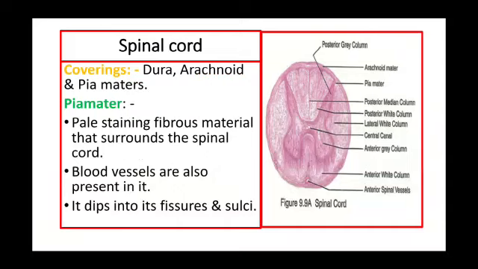The cord is covered by dura mater, arachnoid mater and pia mater. The pia mater is a pale staining fibrous material which surrounds the spinal cord. It contains blood vessels. This pia mater dips into the fissures and sulci.